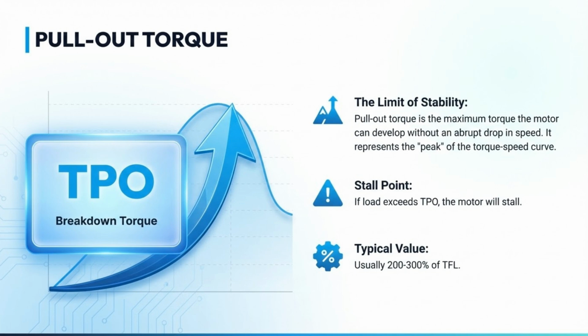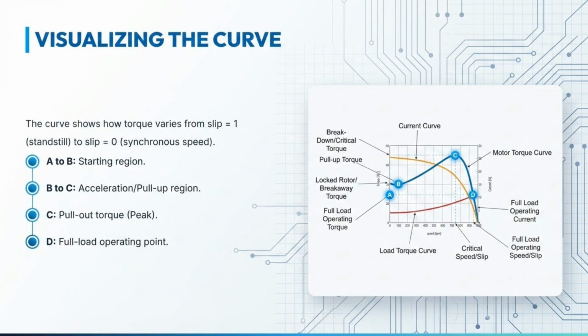Pull-out torque, or TPO, is the maximum torque the motor can develop, representing the peak of the torque speed curve. Exceeding TPO causes the motor to stall. Visualizing the curve shows how torque varies with slip. The curve goes from standstill at A to the peak pull-out torque at C, and finally to the full load operating point at D.